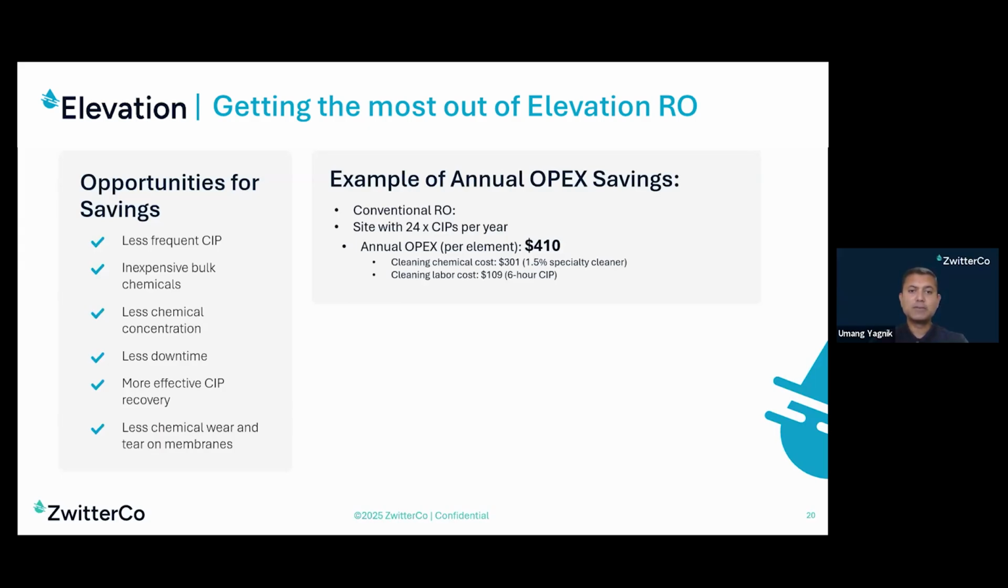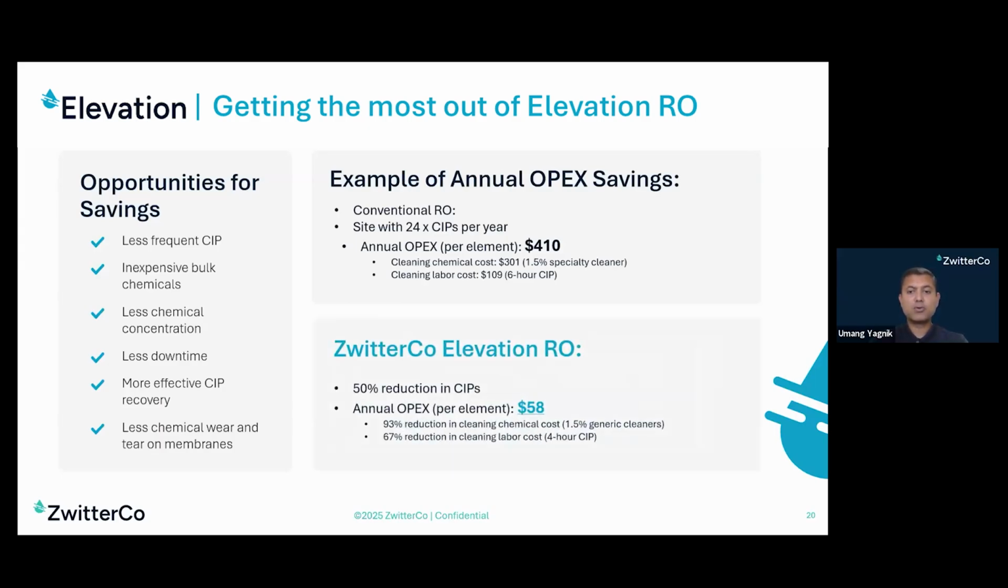On the flip side, with ZwitterCo RO membranes, we were able to reduce the CIP frequency by 50%, which means from 24 CIPs down to 12 CIPs per year. Moreover, the ZwitterCo elevation RO used commodity cleaners and a shorter CIP cycle, which meant an annual operating cost per element drops down to $58 per element, which is an 85% savings over conventional RO membranes.